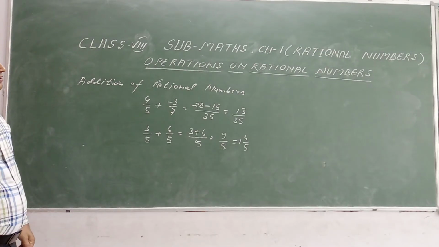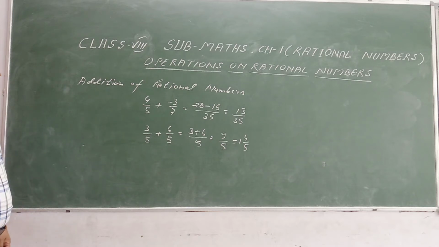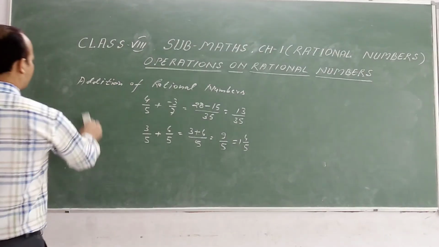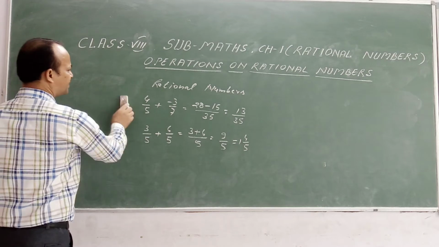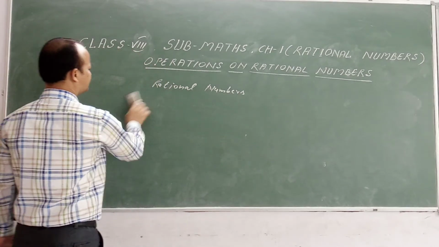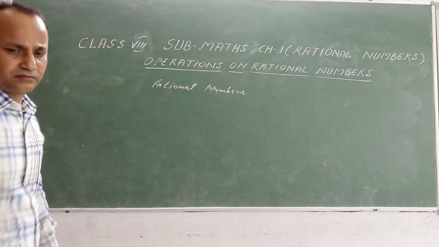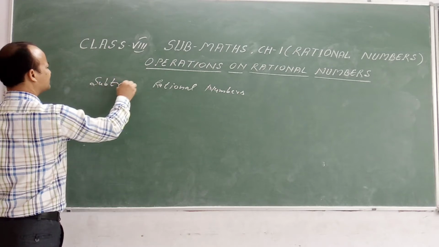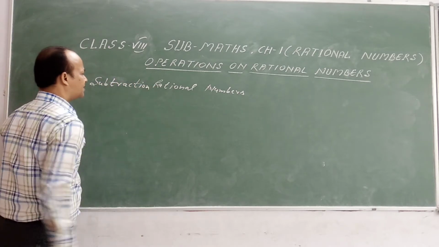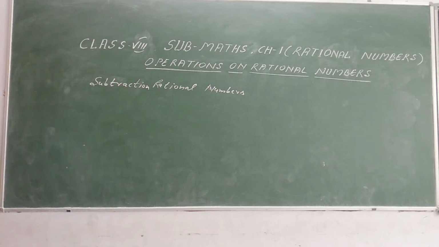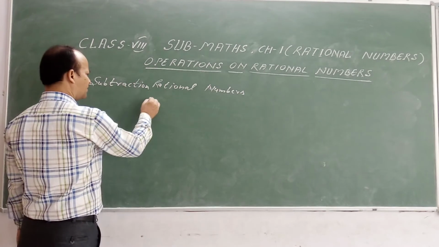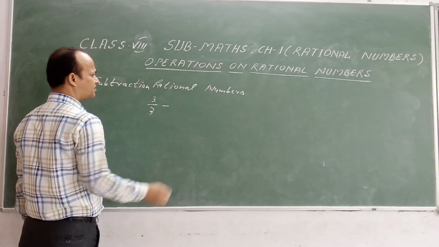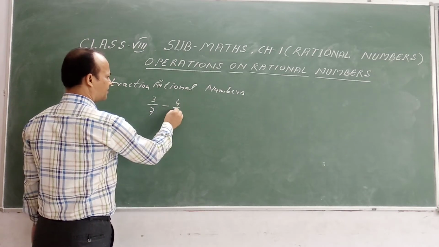Now take another case, that is subtraction of rational numbers. Subtraction of rational numbers. Take an example, 3 upon 7 minus 4 upon 5.